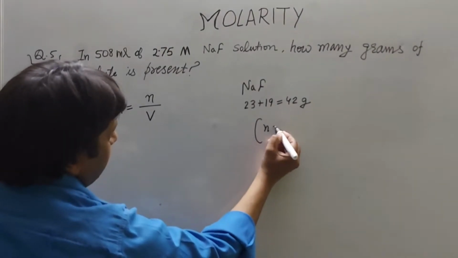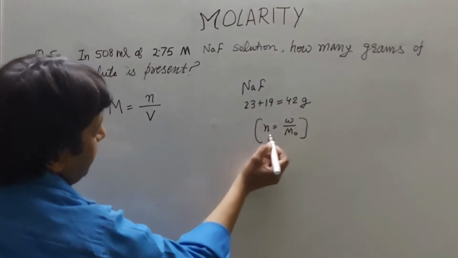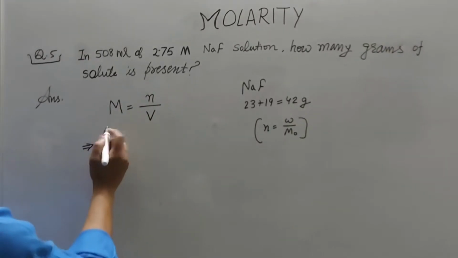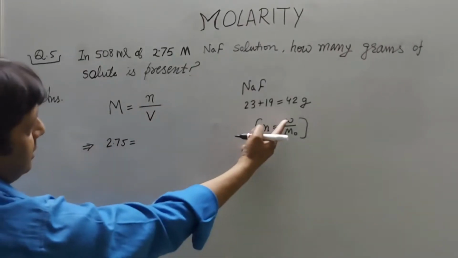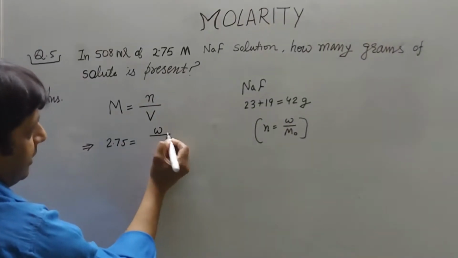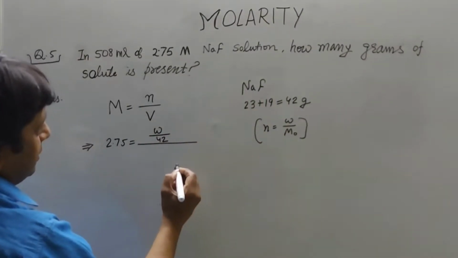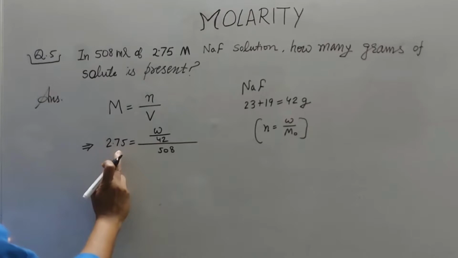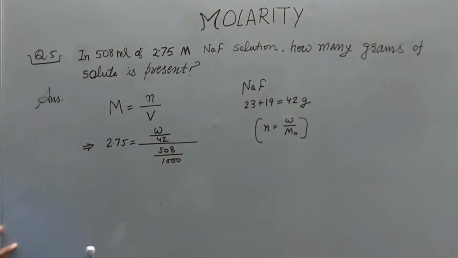As we already know, number of moles is equal to given mass divided by molar mass. We can find the number of moles. Putting all the relevant values, molarity is 2.75, equal to number of moles, given mass divided by molar mass. Given mass we have to find, divided by molar mass we have just calculated, 42, whole divided by volume. It is 508 milliliter, but molarity is in liter, therefore we will divide it by 1000 to convert it into liter.